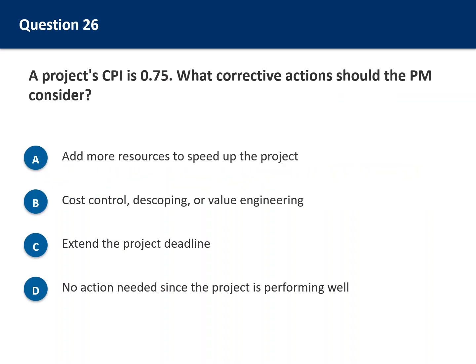Question 26. A project's CPI is 0.75. What corrective actions should the PM consider? Option A. Add more resources to speed up the project. Option B. Cost control, descoping, or value engineering. Option C. Extend the project deadline. Option D. No action needed since the project is performing well. Consider what CPI less than 1 indicates.